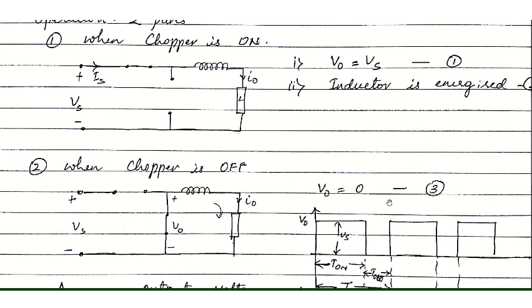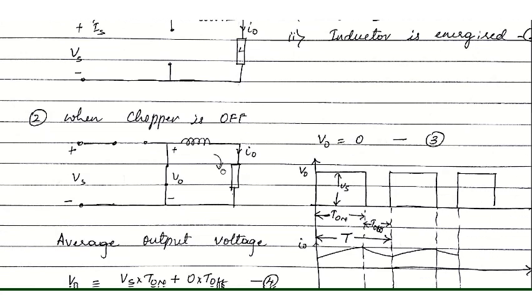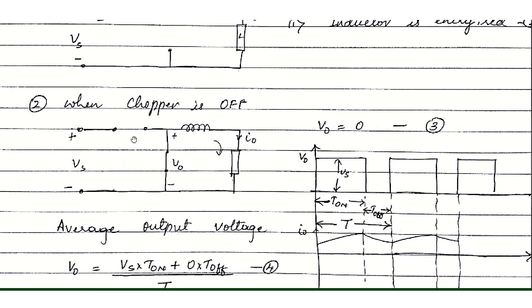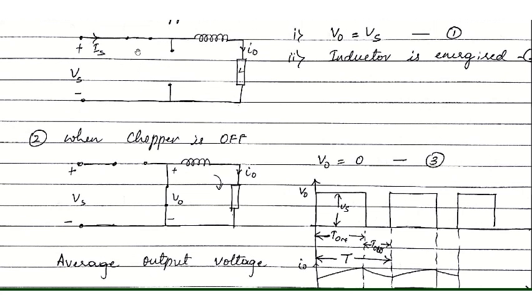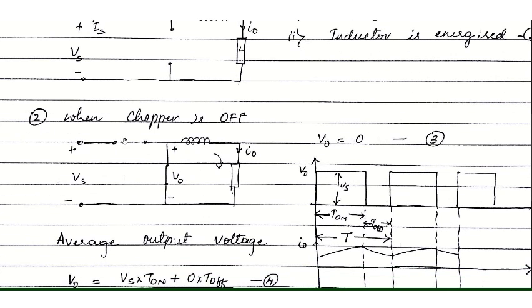These are the three equations you have to know to understand the working of the chopper circuit. When the chopper is on, or conducting, the output voltage will be equal to Vs, and the inductor is energized. As we started with the discussion, the chopper circuit operation is such that you keep this chopper on and off repeatedly. That is how we get the variable DC output at the output terminal. When the chopper is off, the output voltage will be equal to 0.